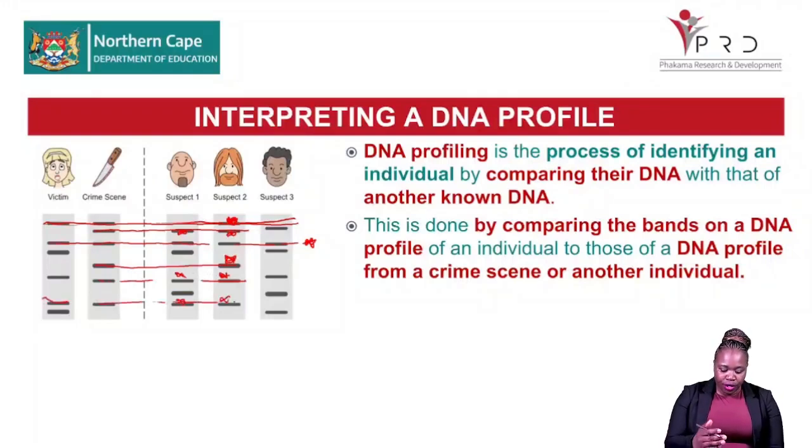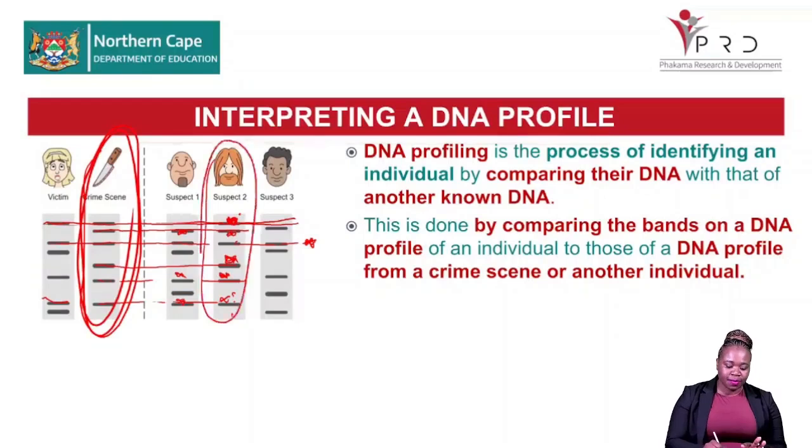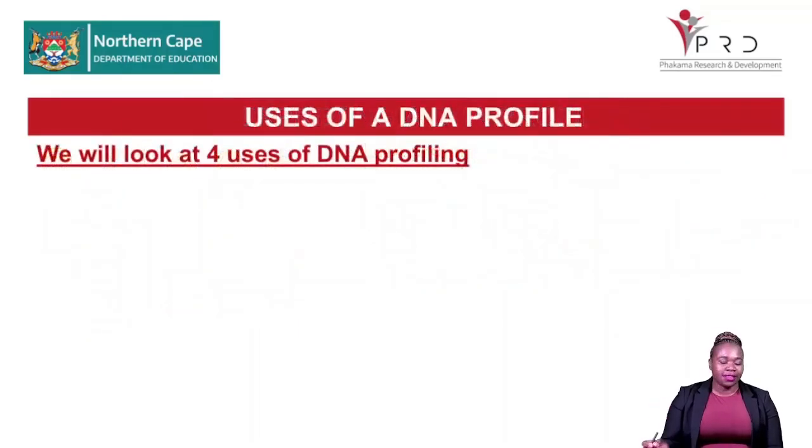So now, if we count the bars that matched the crime scene, we will see that all of the bars from the crime scene have matched with all of the bars from suspect 2. Then we can say that suspect 2 is the one that has most likely committed the crime. And you should also know that by saying that this sample matches with that of the suspect, it does not automatically mean that the suspect has committed the crime, but it means that they were at that place during the time of the crime.